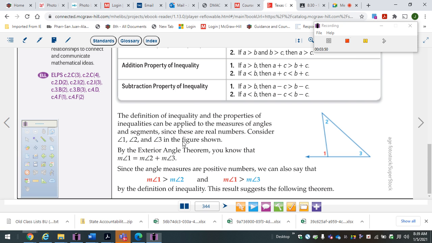Consider angles 1, 2, and 3 in the figure below. What do you know about them? Do y'all remember what you know about angles 1, 2, and 3? Does anybody remember what would happen?